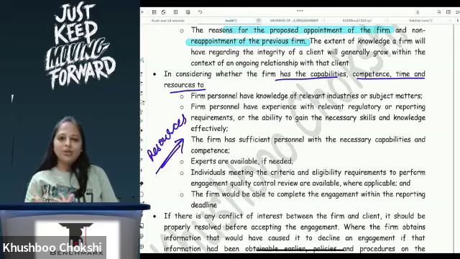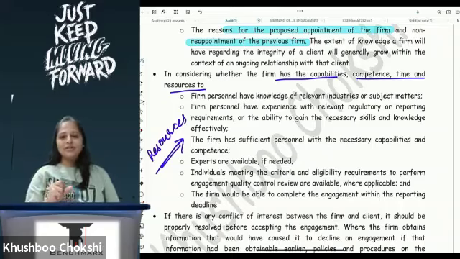If I have graduates who don't understand much about the thing because they have not done CA, so they don't understand law and all of that, then in that case I can't accept the assignment because I don't have the required resources. Secondly, it is important to understand the client's business, that particular industry.